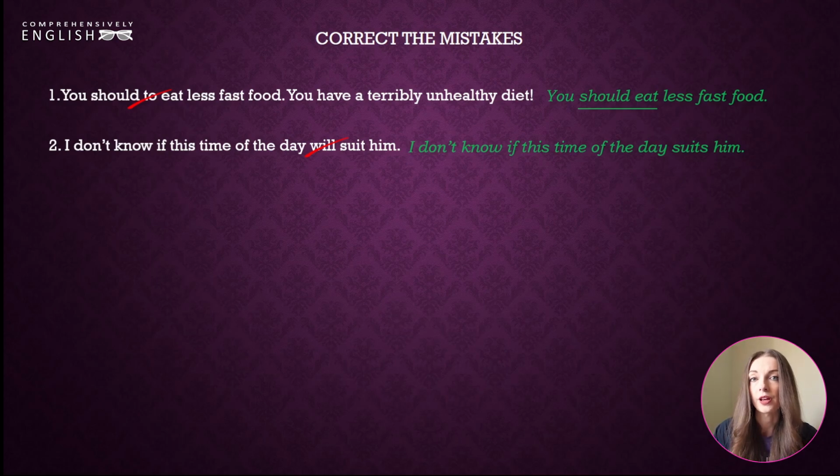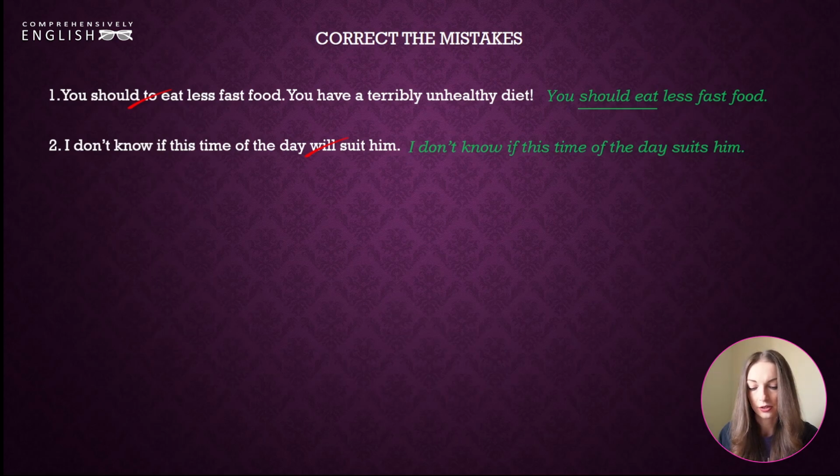There is a rule that enables you to use will in object clauses, but only when it expresses a modality. In this case, will does not express a modality. Here we are just talking about the future. I don't know if this time suits him. I will know that when I ask him. Will does not express modality here. It does not express willingness or desire.